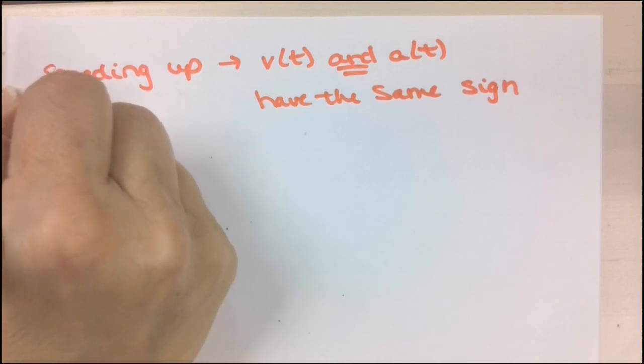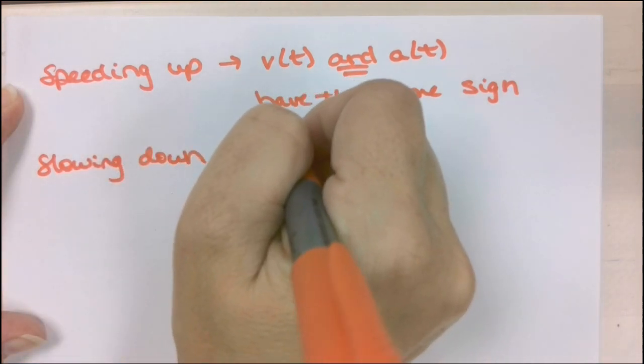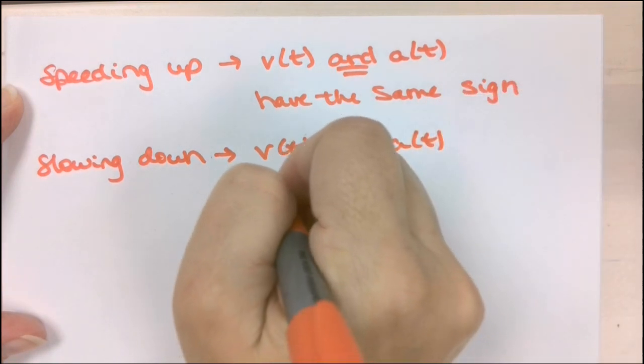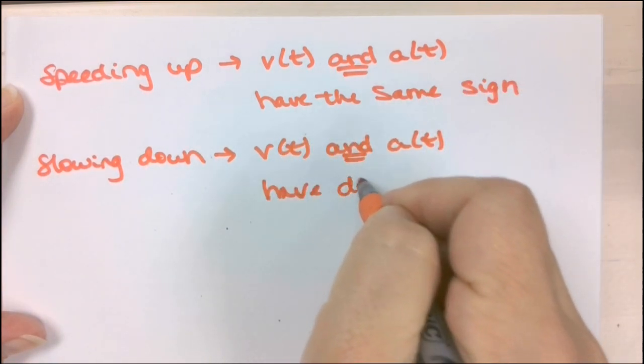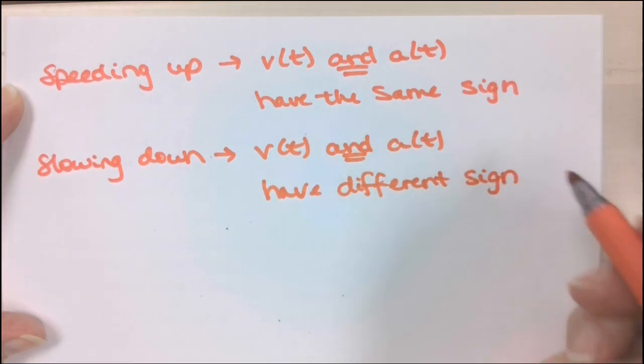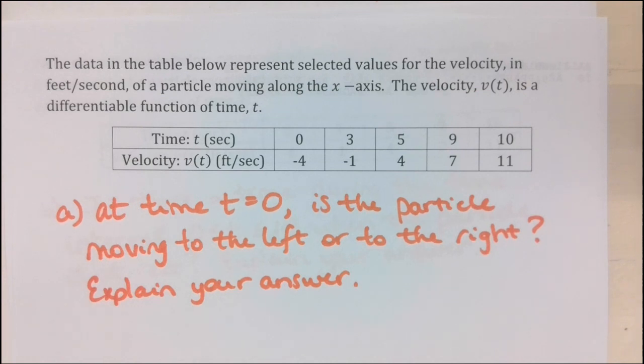If the particle is slowing down or speed is decreasing, that means that velocity and acceleration have different signs. And anytime you're going to justify anything about speed increasing or decreasing, you have to find both velocity and acceleration. Okay, so that brings us to the end of the vocabulary of motion, the rules of motion that we need to be able to refer to. Let's look at some examples.